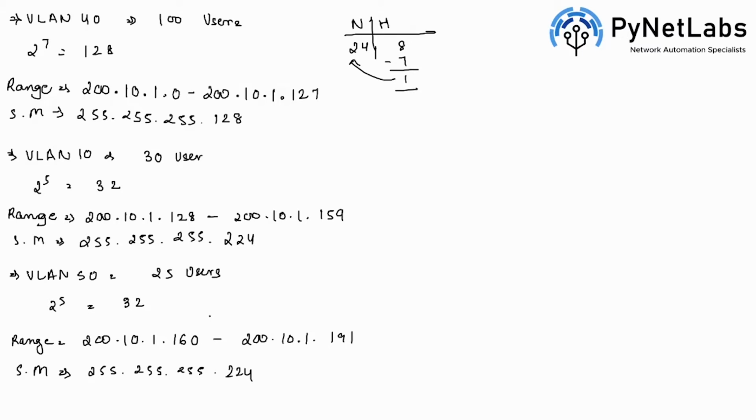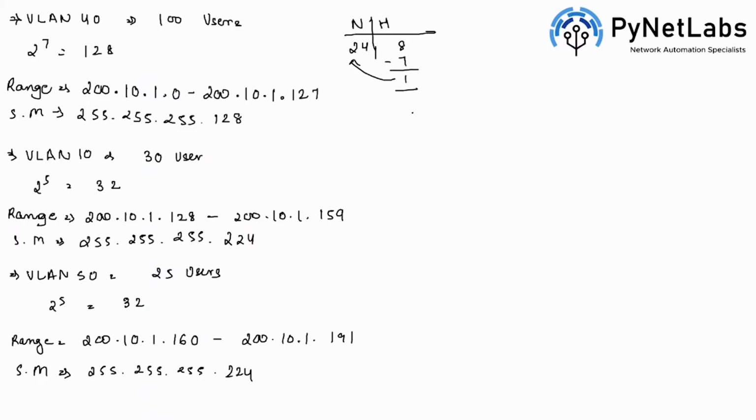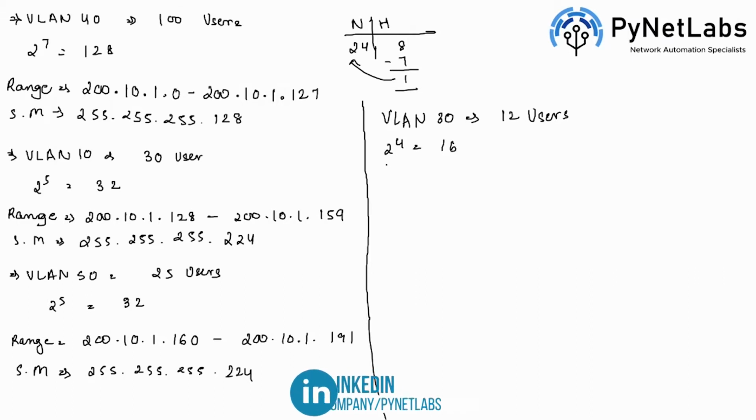Then let's see what do we have next. We have it for VLAN number 10. We are done. For VLAN number 40 we are done. For VLAN number 50 we are done. The next highest requirement is of VLAN 30, which is of 12 users. I'll just calculate it here on the right side. VLAN number 30 requires 12 users, which is going to be fulfilled with the help of 2 raised to the power 4. This gives you 16. If the host bits are 4, that means the network bits are 28.